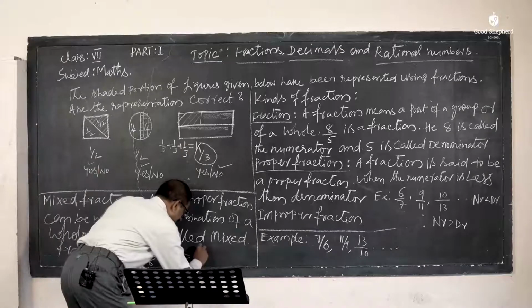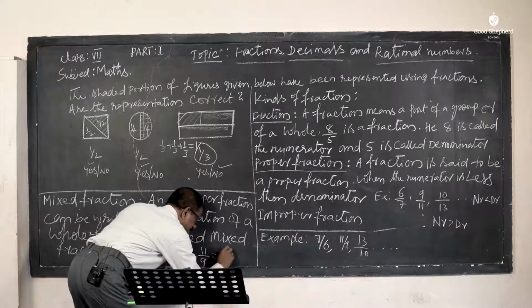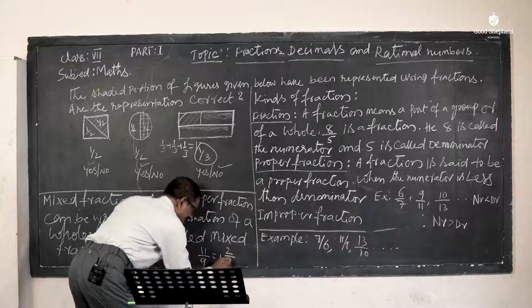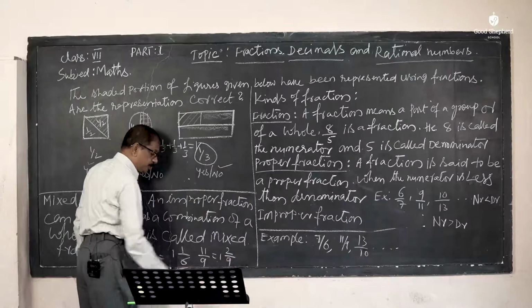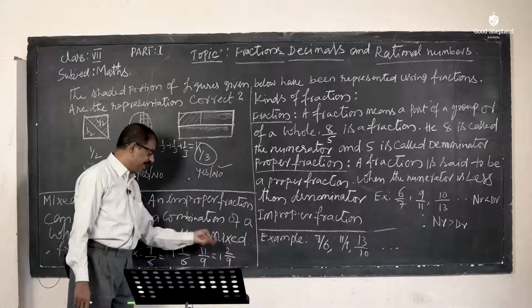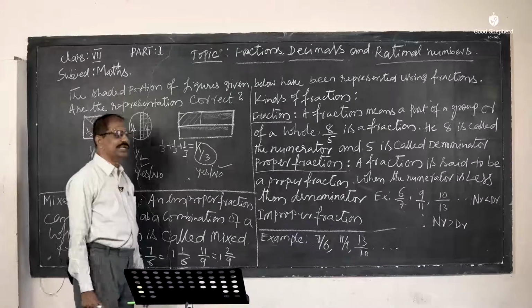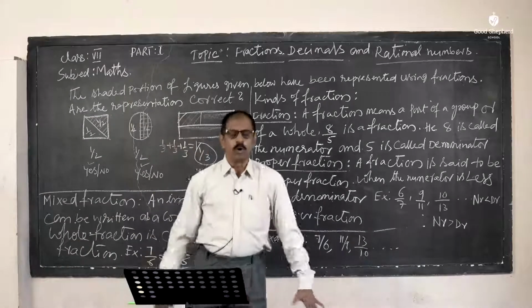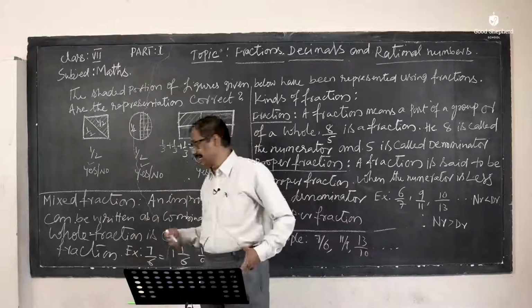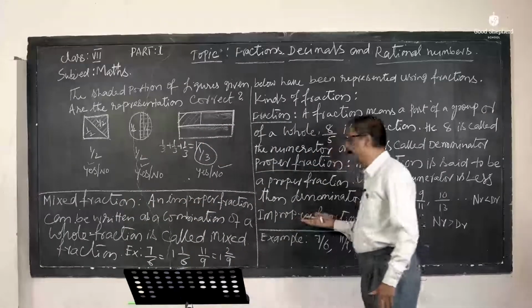Similarly, 11 by 9, this I can write as 1 and 2 by 9. 9 ones are 9, 9 plus 2 is 11. That is 11 by 9, so therefore it is also a mixed fraction. That means whenever the numerator is greater than the denominator, all such fractions we can call a mixed fraction, or we can say improper fraction.